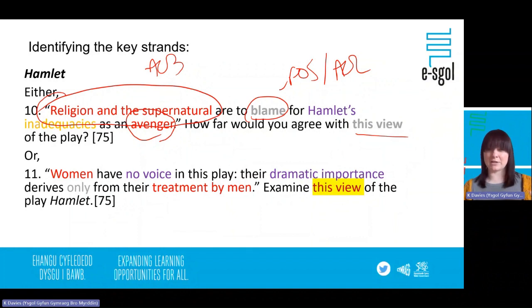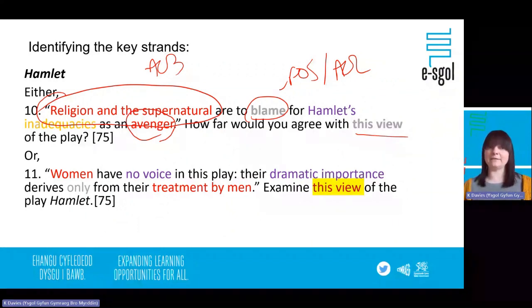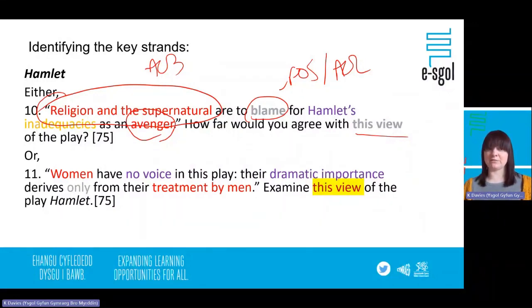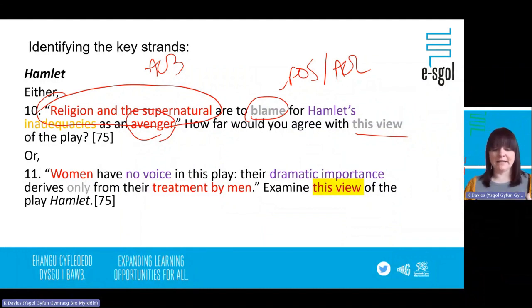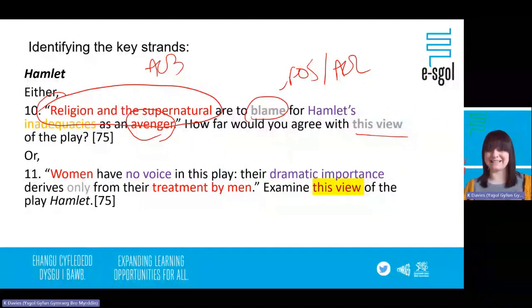The one that we're going to look at in a little bit more depth is the second question. Women, as you can see, is highlighted in red. Again, you've got your AO3, so attitudes towards women. Quite possibly you could consider the view of women during the Elizabethan and Jacobean era, the idea that they have no voice and are being silenced, and their dramatic importance.